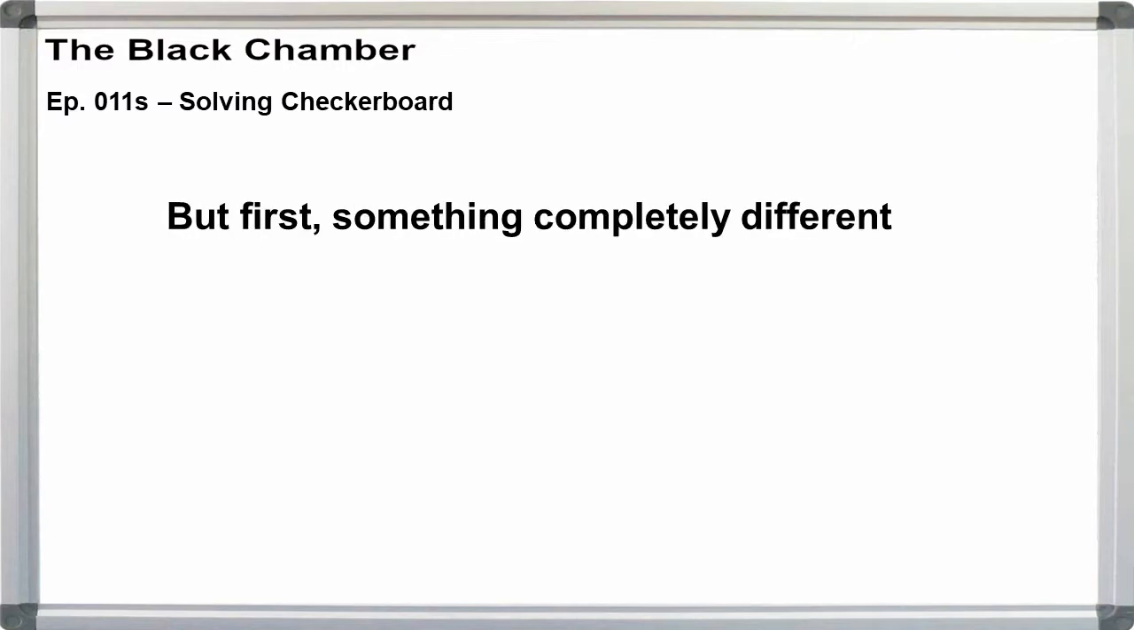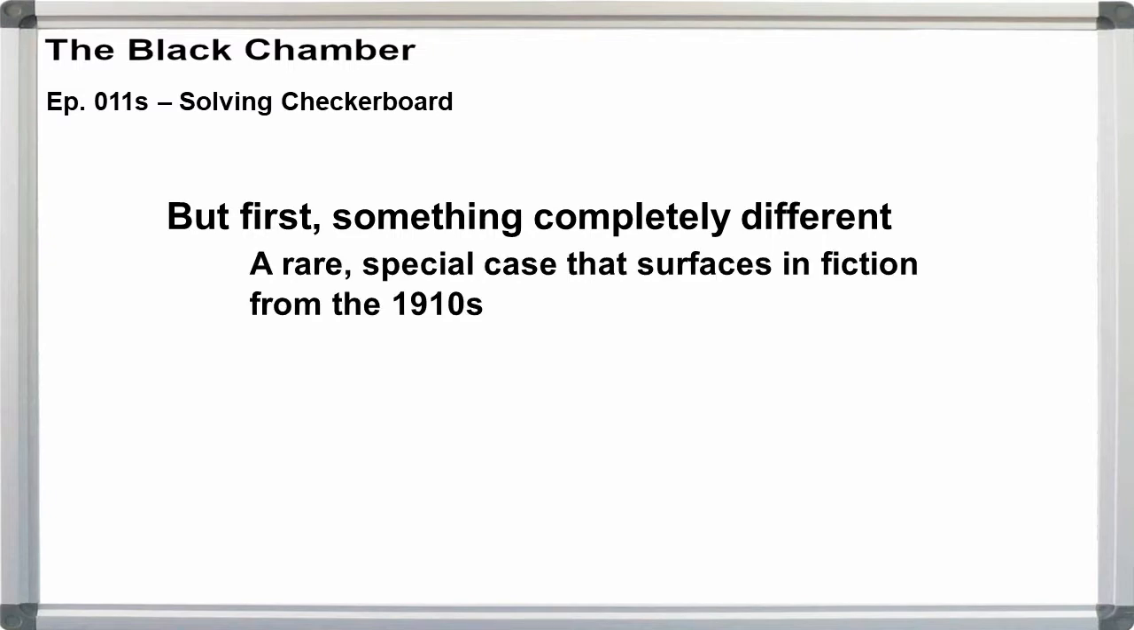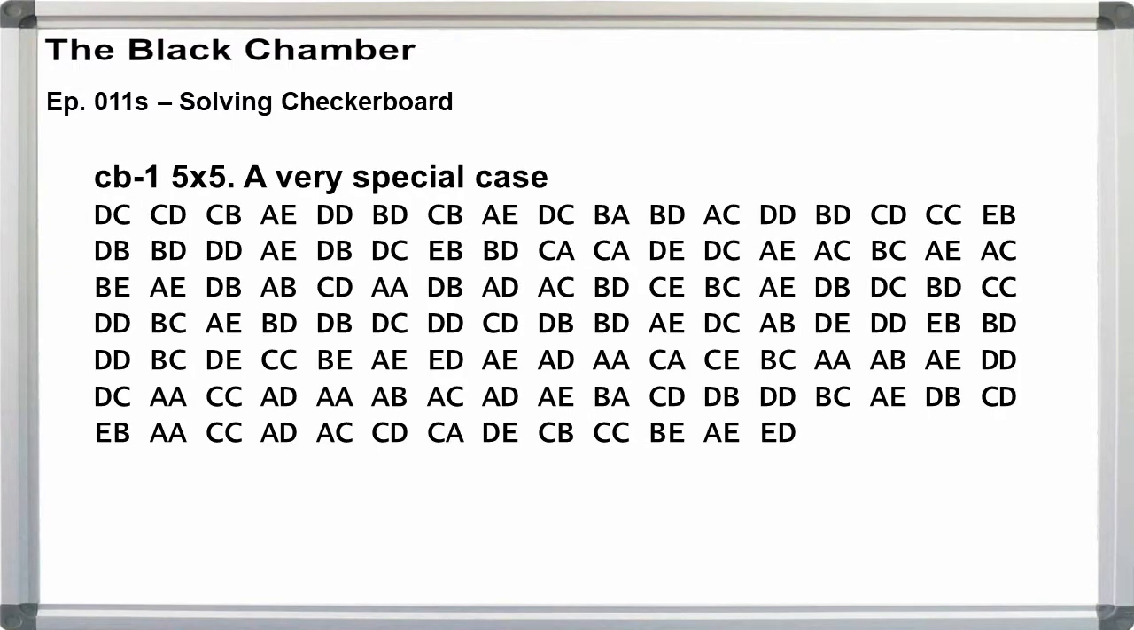But before that, there's an extremely special case that surfaces occasionally in fiction written around the 1910s. I won't give more detail than that, except to hint that we'll see a few examples in upcoming Ciphers in Fiction videos. We'll start with practice cipher Cb1 from the last video. Cb1, 5x5, a very special case. We'll ignore the hint word because we won't need it.